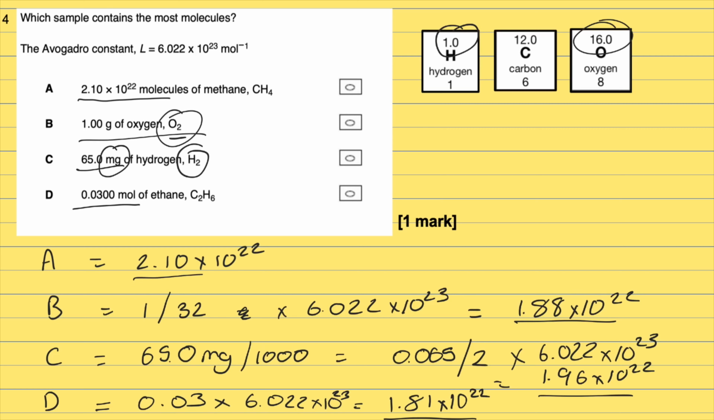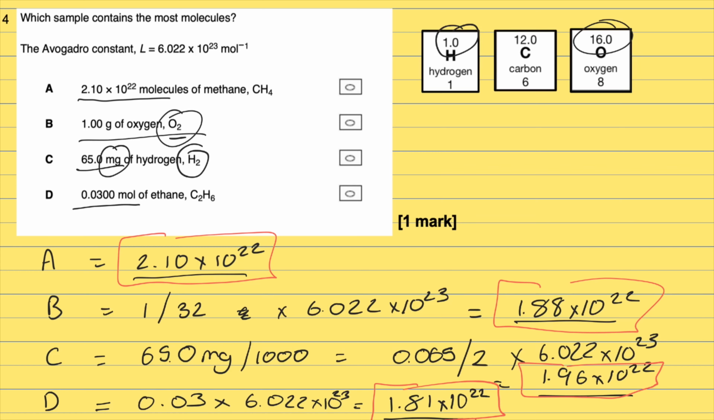So we now have all the molecules. We now have how many molecules there are in each of these. We just need to see which is biggest. 2.1 times 10 to the 22, 1.88 times 10 to the 22, 1.96 times 10 to the 22, 1.81 times 10 to the 22. So A, the one we actually didn't have to work out, is therefore the answer. So it's A.